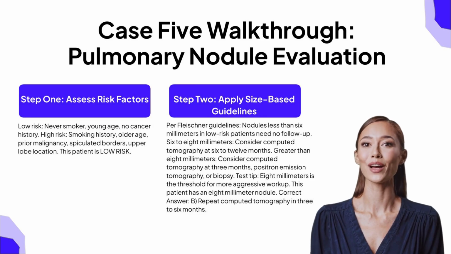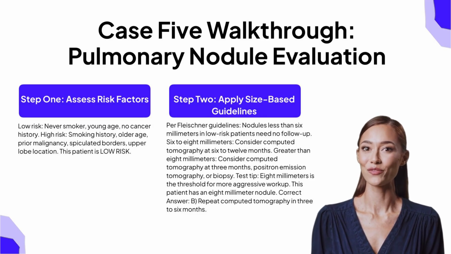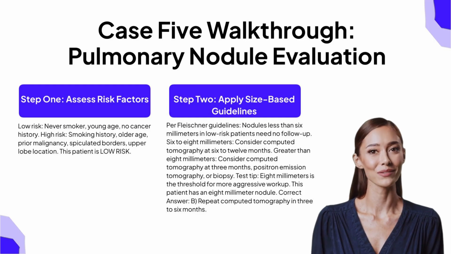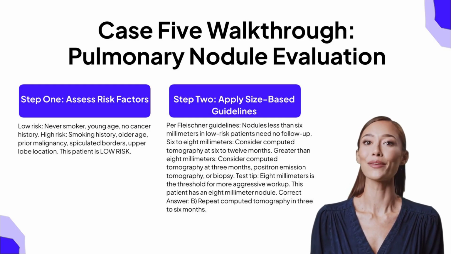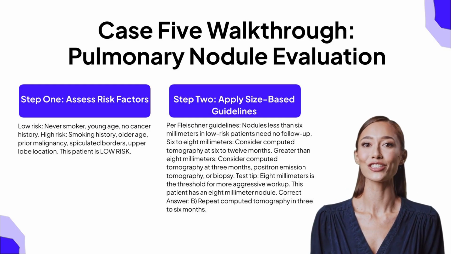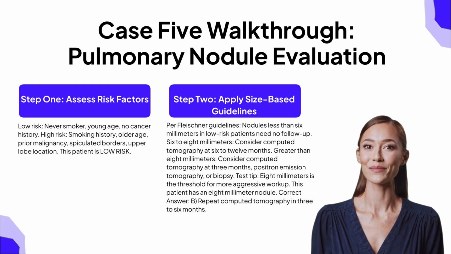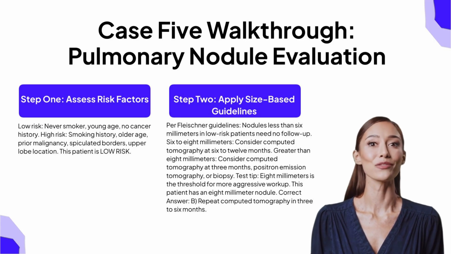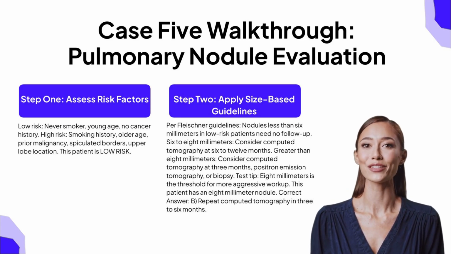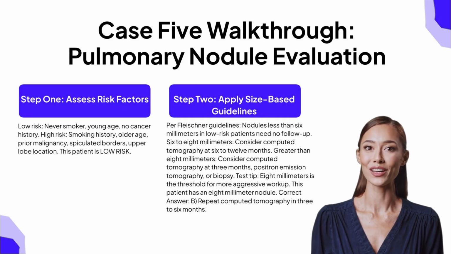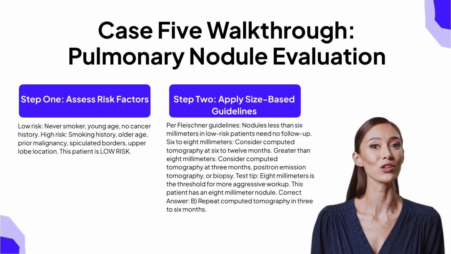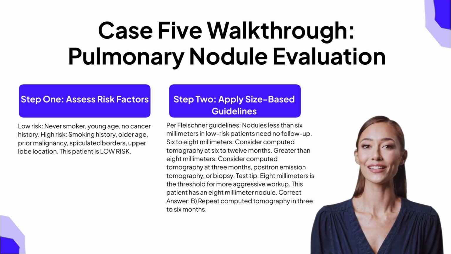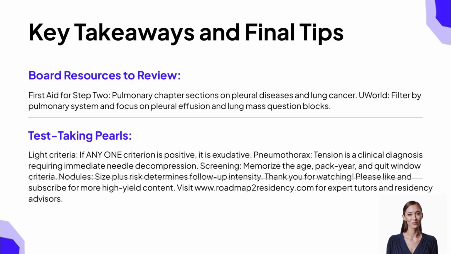Step 2. Apply size-based guidelines. For low-risk patients, nodules less than 6 mm need no follow-up. 6 to 8 mm nodules warrant CT at 6 to 12 months. Greater than 8 mm requires more aggressive workup with CT at 3 months, PET, or biopsy. The key test tip is that 8 mm is the threshold for more aggressive workup. This patient has an 8 mm nodule in a low-risk patient, so the correct answer is B, repeat CT in 3 to 6 months. Let's wrap up with key takeaways and final test-taking tips.